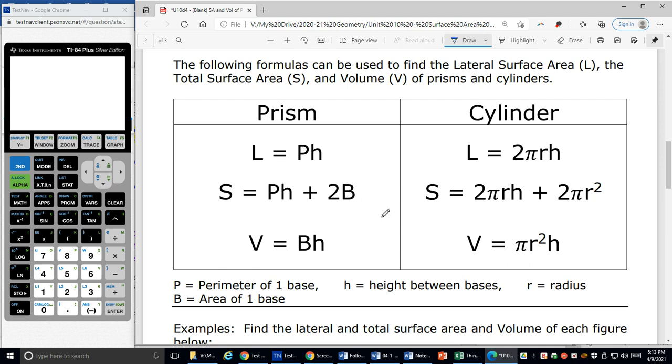Okay, go ahead and come on back for the next video and we'll actually apply these formulas to find lateral areas, surface areas, and volumes.